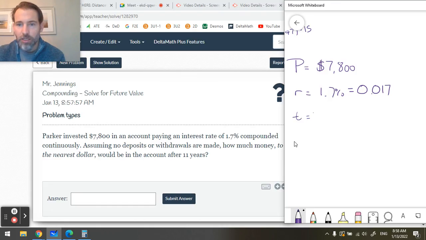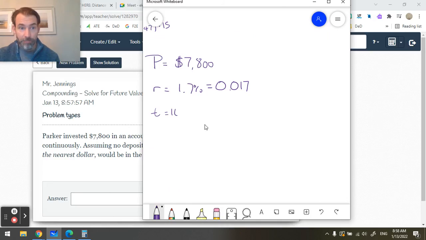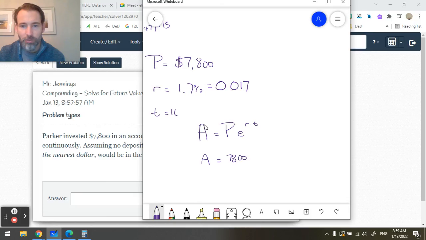So time is 11. So we're going to use the funky formula. A is equal to P e to the RT, PERT. A is equal to the principal multiplied by the number e raised to the power r times t. Okay. So the amount that's going to be there after 11 years is equal to 7,800 multiplied by e raised to the power rt. So it's 0.017 multiplied by 11. Okay, cool.